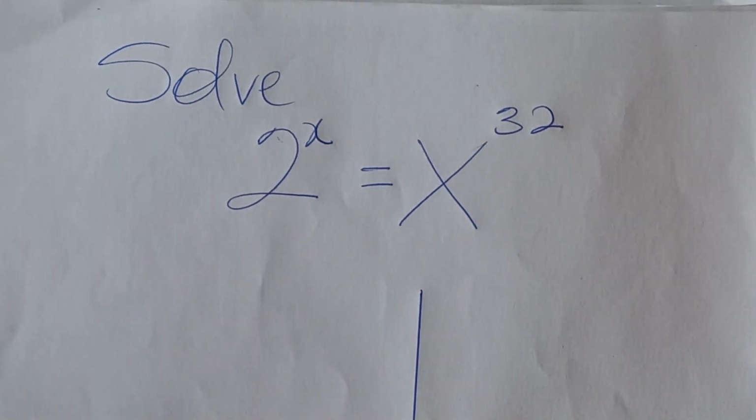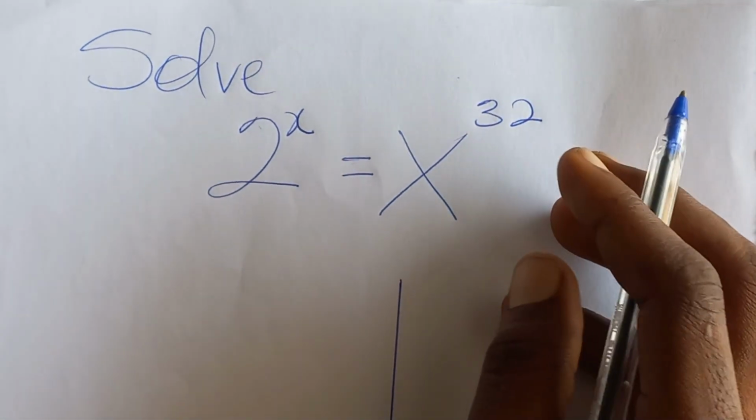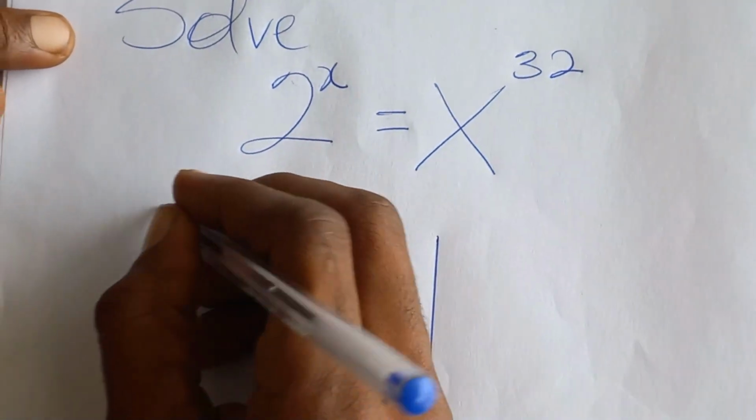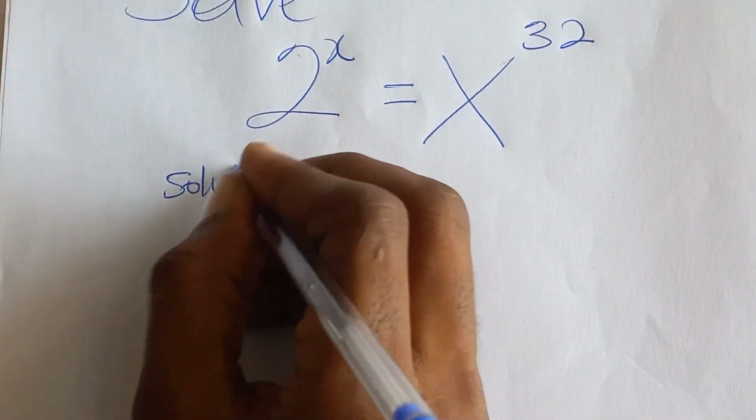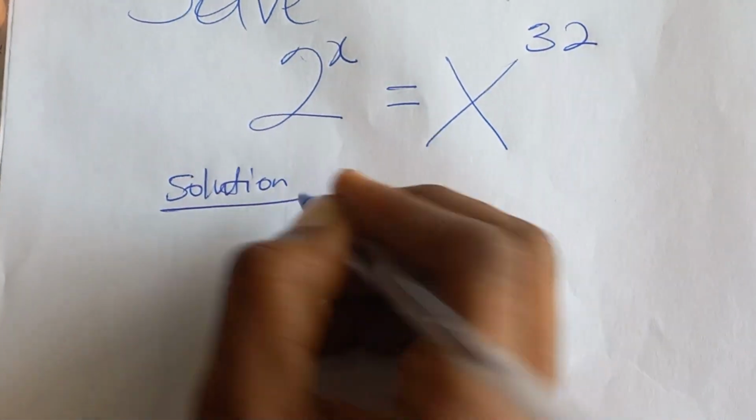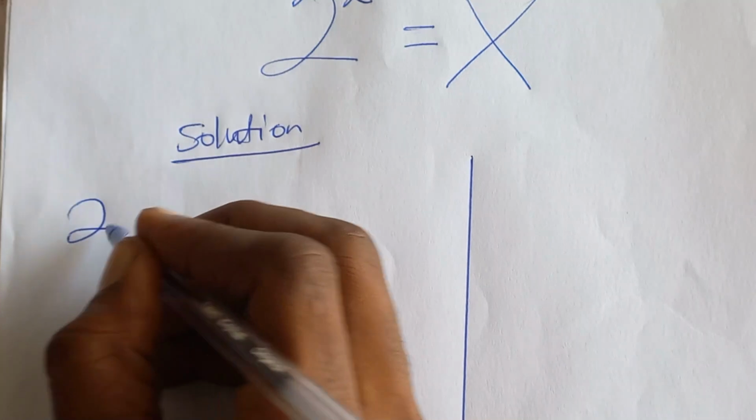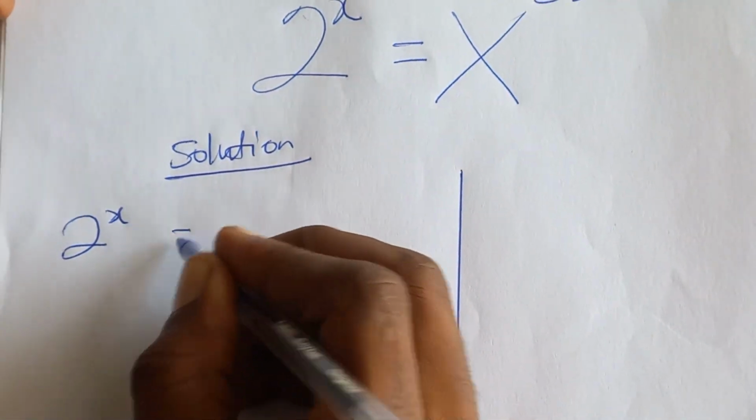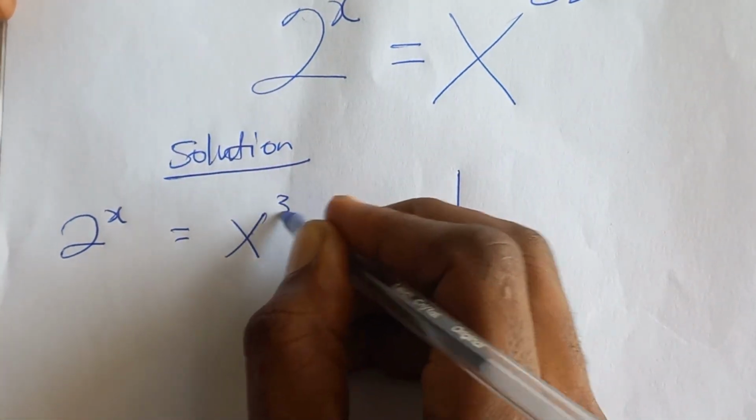2 exponent x is equal to x exponent 32. Solution. We have 2 exponent x is equal to x exponent 32.